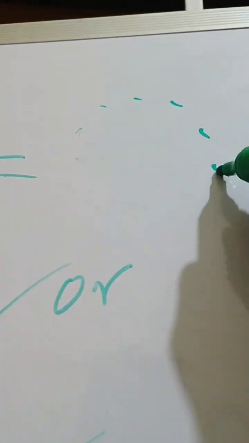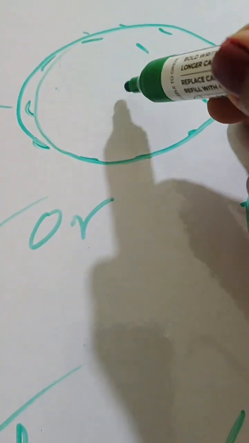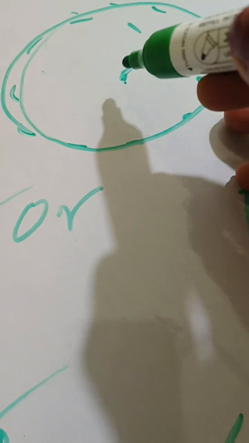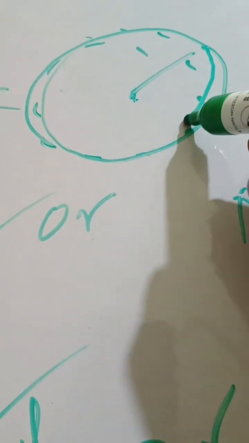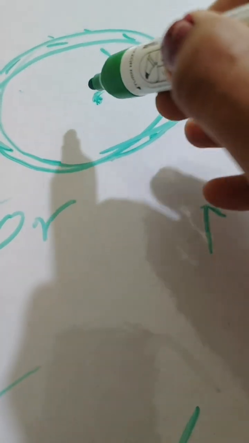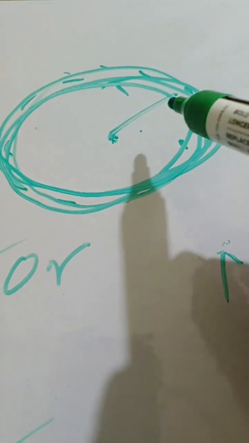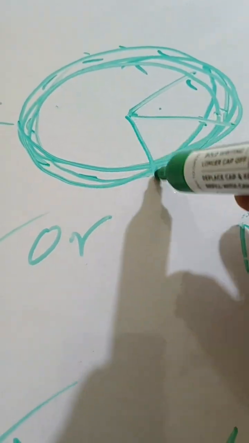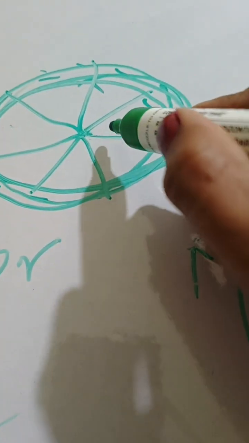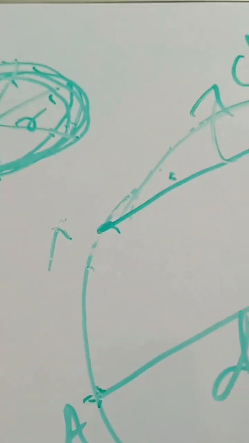A circle is actually a collection of many points. If I take the collection of all these points which are equidistant from a fixed point, this is the fixed point from which all these points are equidistant. This fixed point is called the circle's center, and all these points lie on the circle. So every point present on a circle lies at an equal distance from the center, and that distance is called the radius.